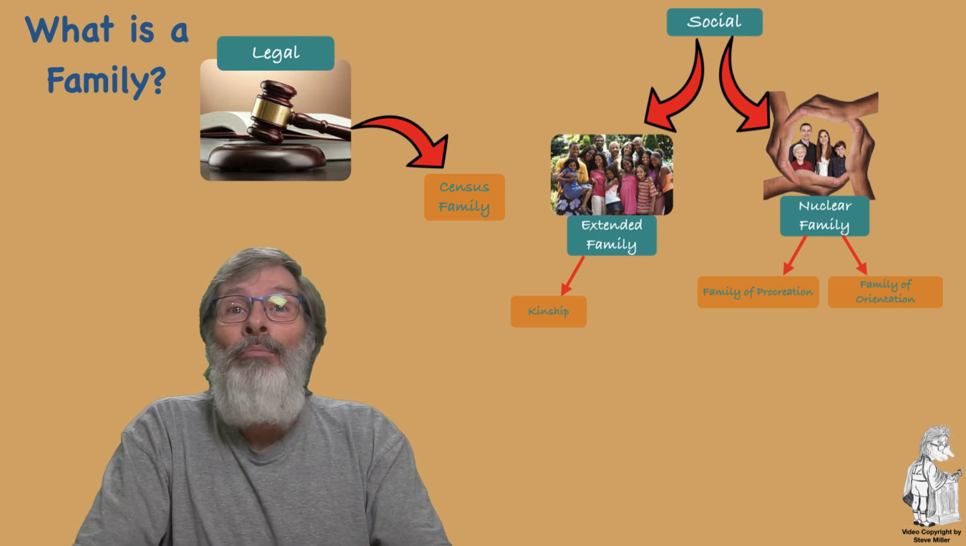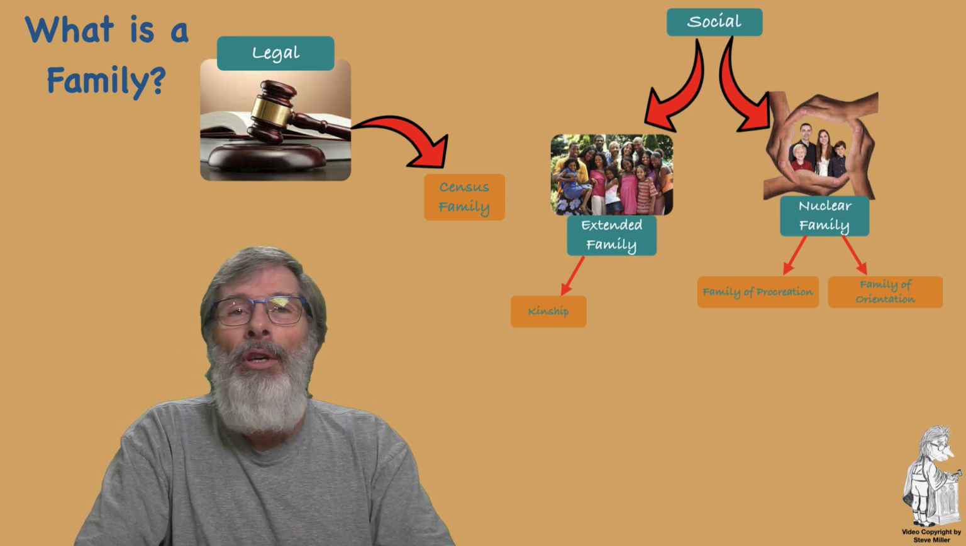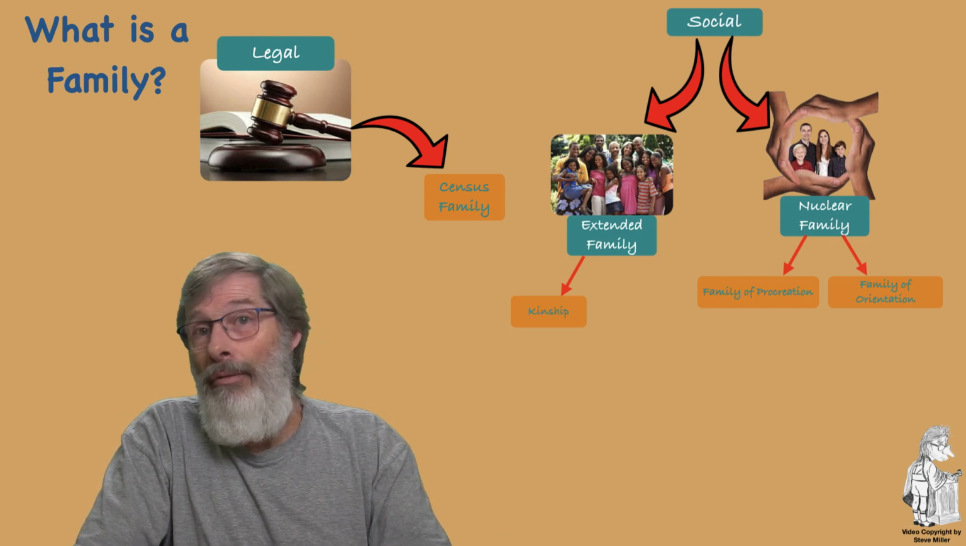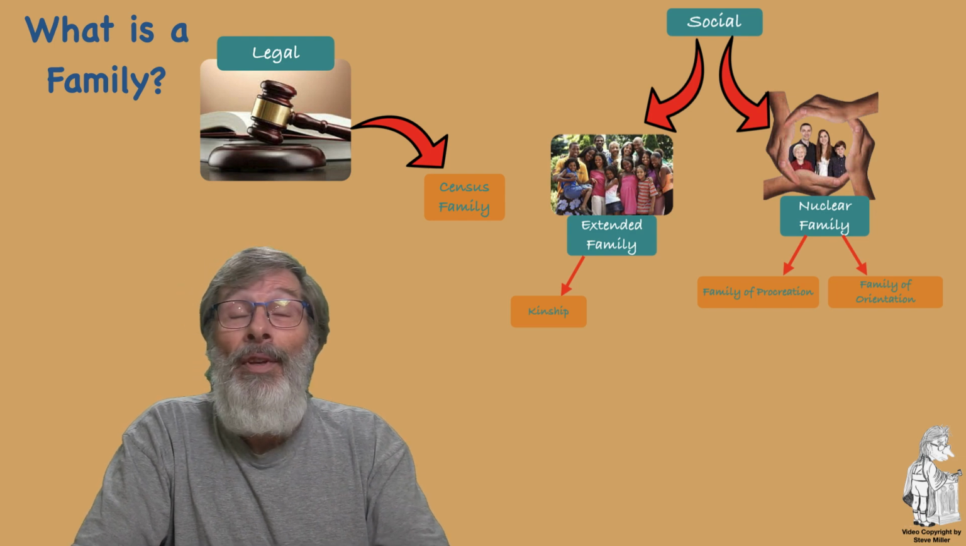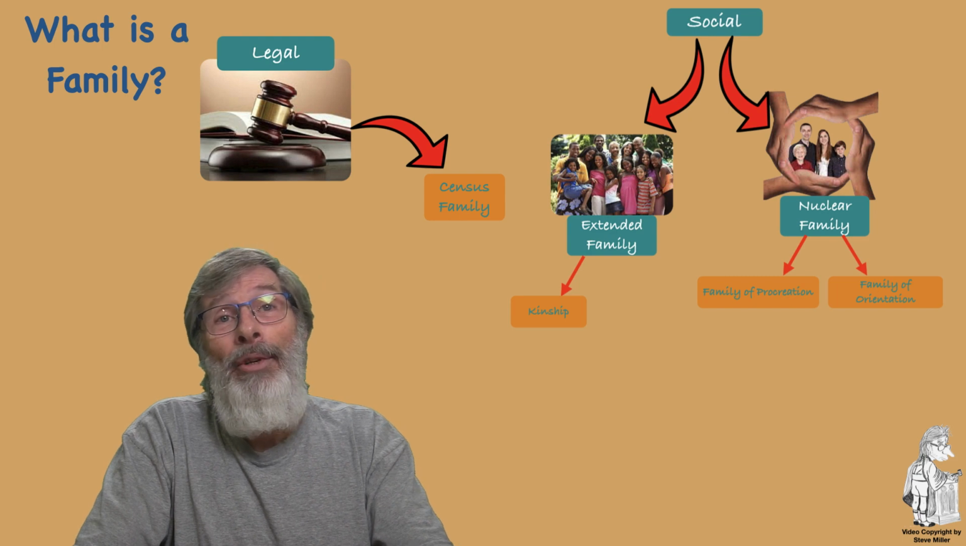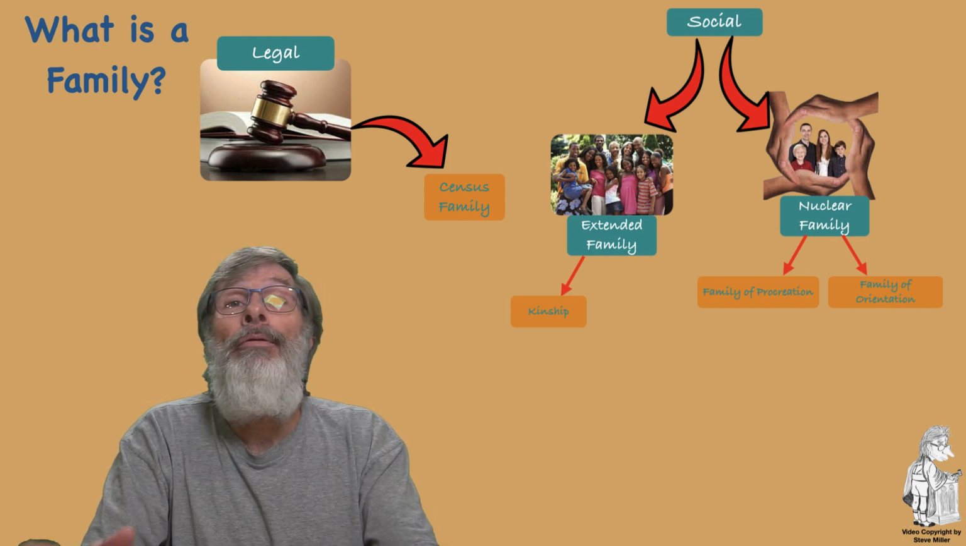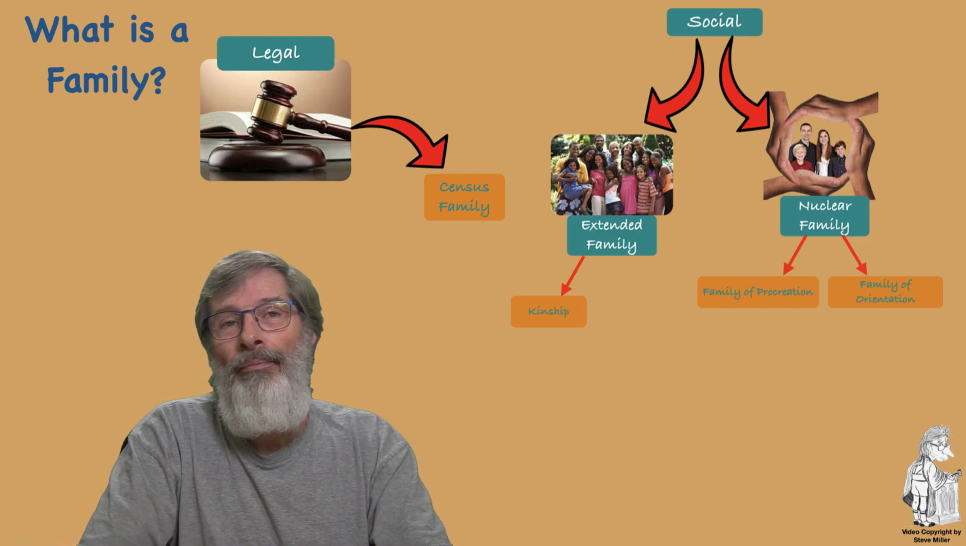Now, family of orientation is the family that you are born into and raised in. So your family of orientation is your mom and dad and your siblings. The family of procreation is formed through marriage or cohabitation. So when you get married or you live with somebody and have children, that's your family of procreation.